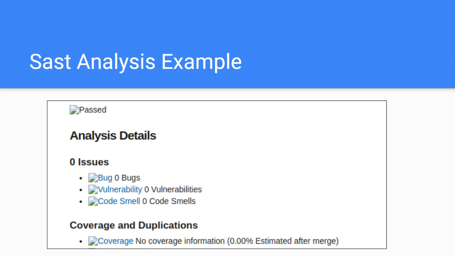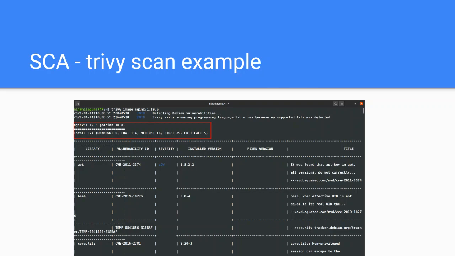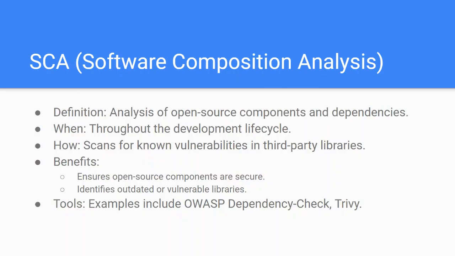That's SAST. Then we move to SCA. SCA is another tool which we run on the source code.